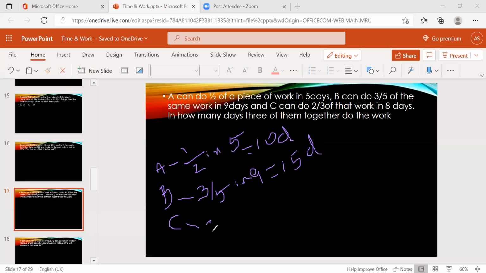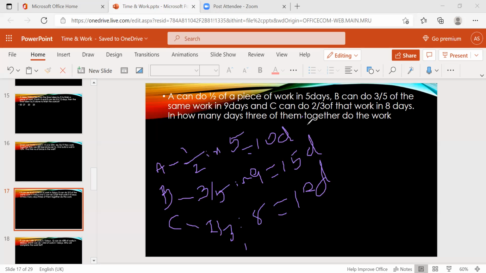And come to C, 2/3 is equal to 8. So totally 3 parts, in that 2 parts is 8. That means 1 part is 4. So 3 into 4 is nothing but 12 days. Now we got the days of 10, 15, 12. So up to this, we just clear up this: how many days A can work, how many days B can work, how many days C can work.